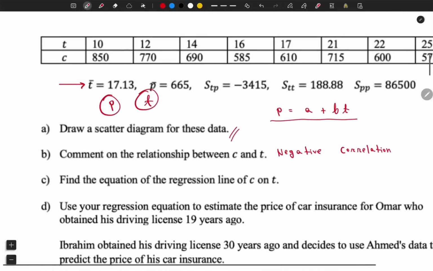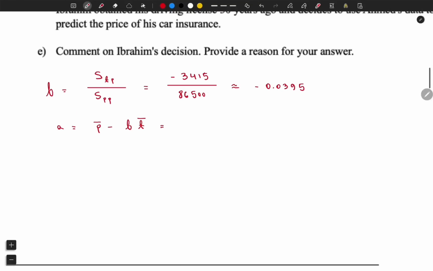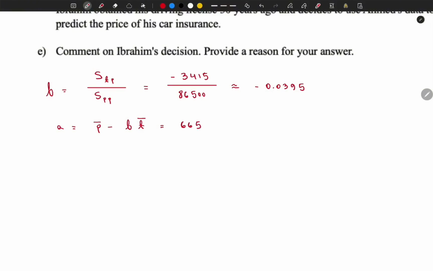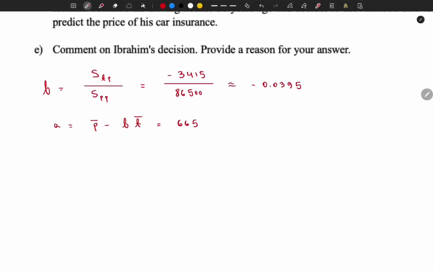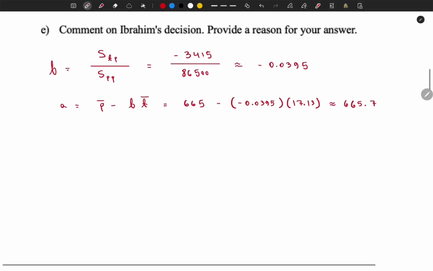So the mean value for P is 665, and the value of B is negative 0.0395, and the mean value of T is 17.13. So overall, this should give us a value of 665.7. So this is the value of A.